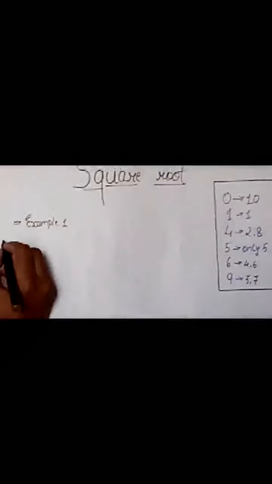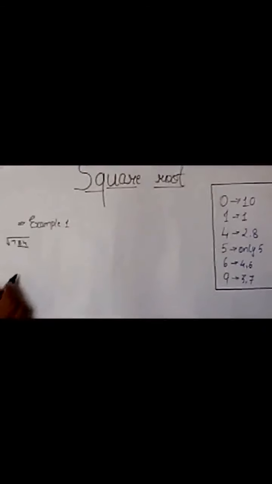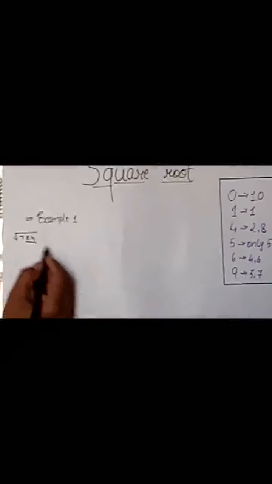Now let us find the square root of 784. Let us select the last two digits. Now let us see where you will find the unit digit 4. It can be 2 or 8.